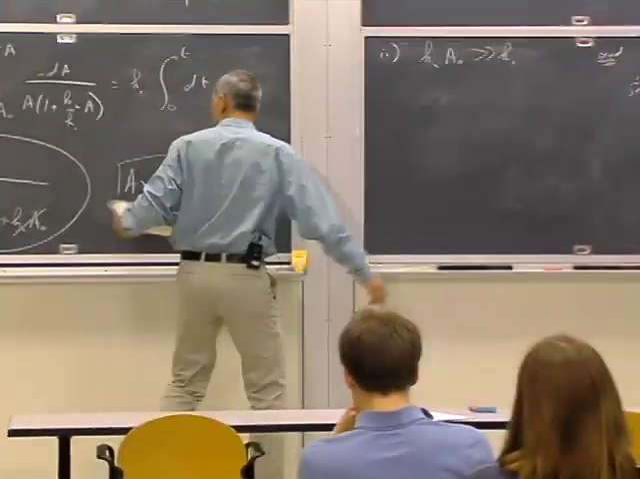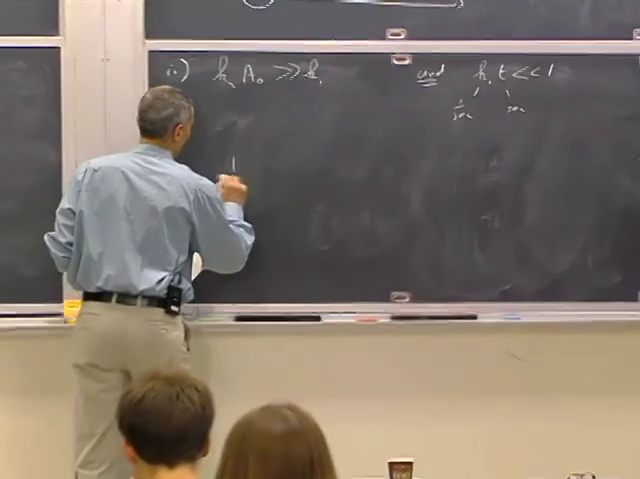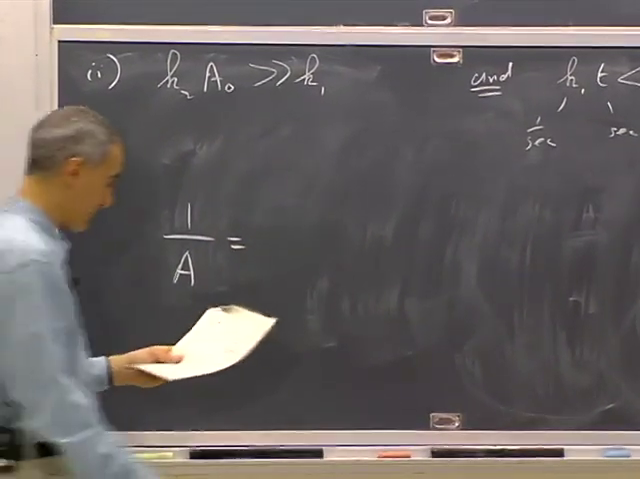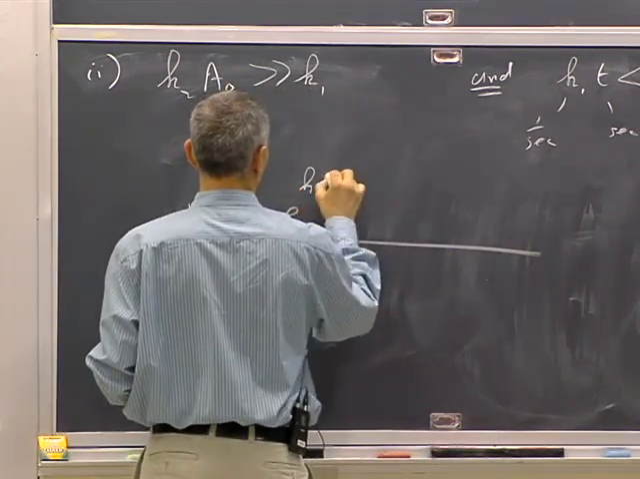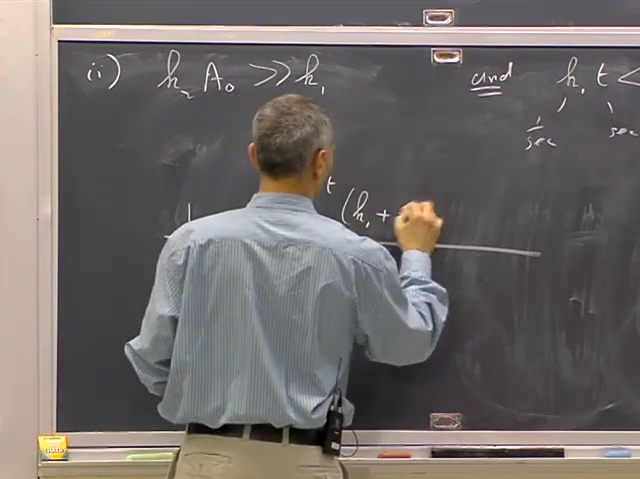So let's go ahead and take our complete solution and write it in the way that we might expect the answer to be, in terms of 1/A rather than A here. So let's just invert it. e to the k1 times time, k1 plus k2 a naught.